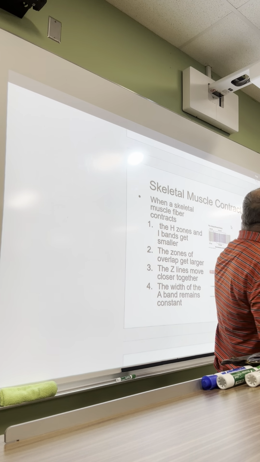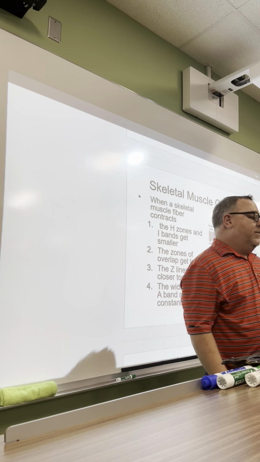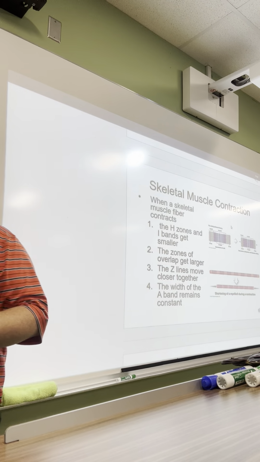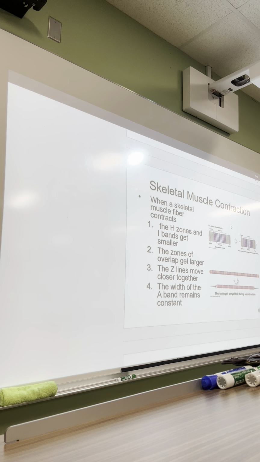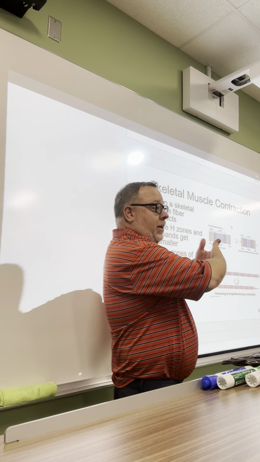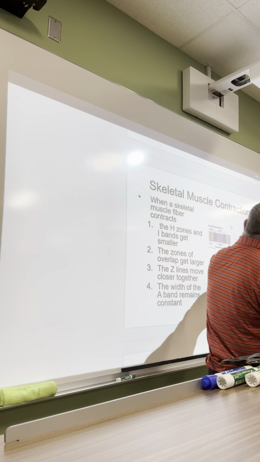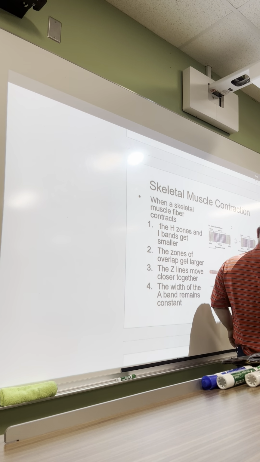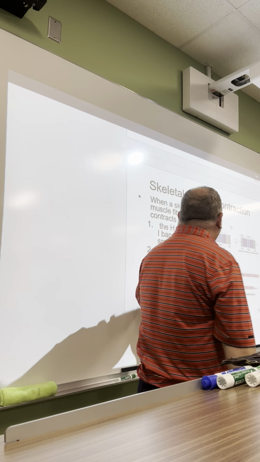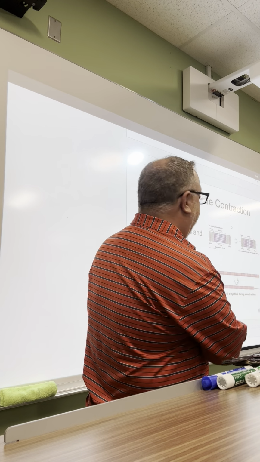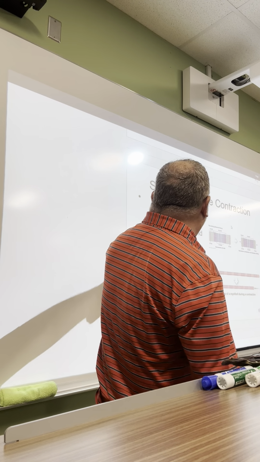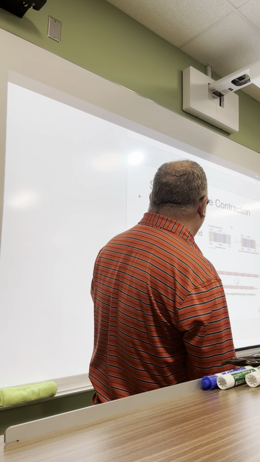So this particular sarcomere is contracted to its maximum. It can't contract anymore because there's no potential play for it to go. They can't get any closer. They've already contracted and squeezed in together as close as they can get. So in that state, H and I bands get a little bit smaller. The zones of overlap get larger.